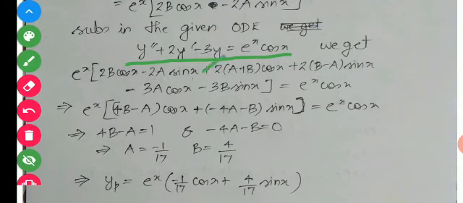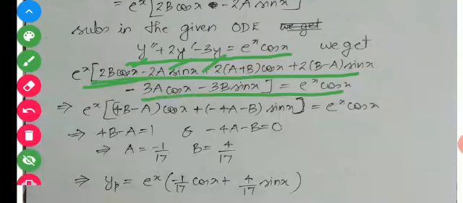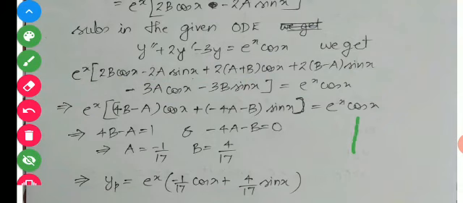So instead of y, we are substituting yp. Instead of y dash, we are going to substitute yp dash, and instead of y double dash, we are going to substitute yp double dash. So yp double dash plus 2yp dash minus 3yp equal to e raised to x cos x. That is what is evaluated here. Now what you have to do is you equate both sides. On the right hand side you have e raised to x into cos x. So all the coefficients of cos x, you take it together, that comes out to 4b minus a, and that you have to equate it as 1. It is 1 times e raised to x cos x.